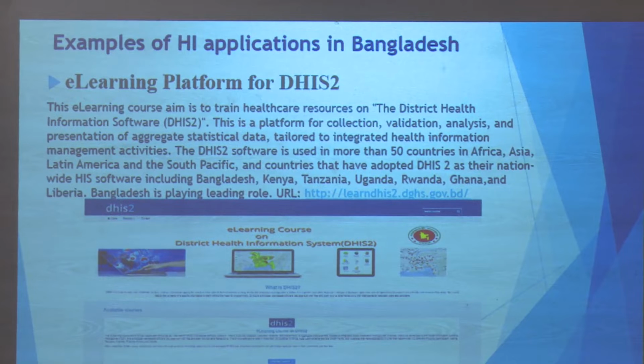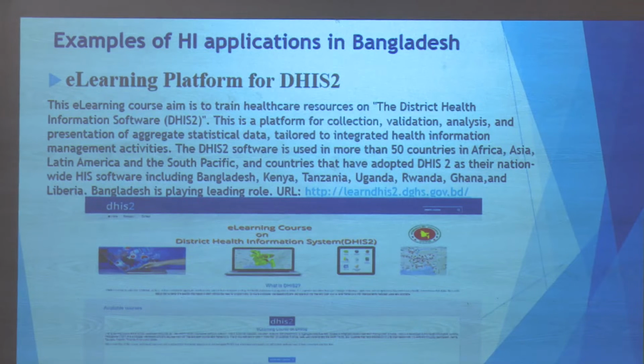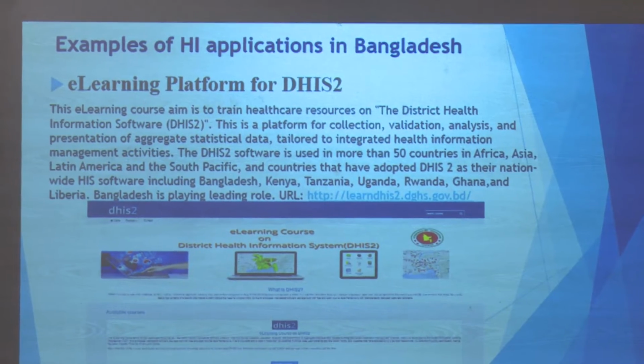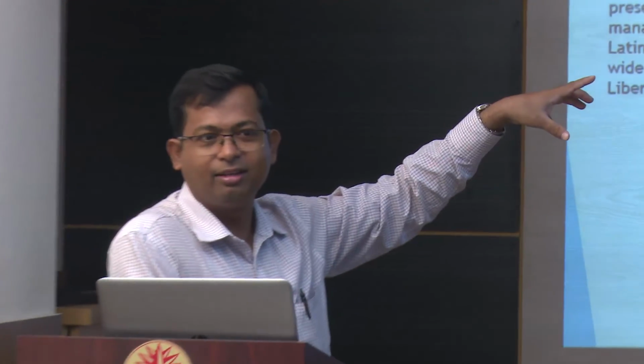Okay. So you know DHIS2, the District Health Information Software. This is a platform for collection, validation, analysis and presentation of aggregated statistical data. This is an analytical tool. So all the indicators from different facilities like tertiary level, district level, Thana level, community level, all data is collected by this DHIS2 software. And it is stored in the central database.